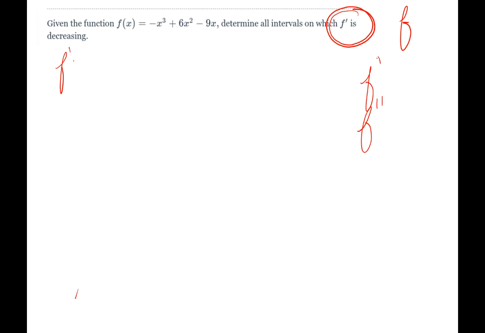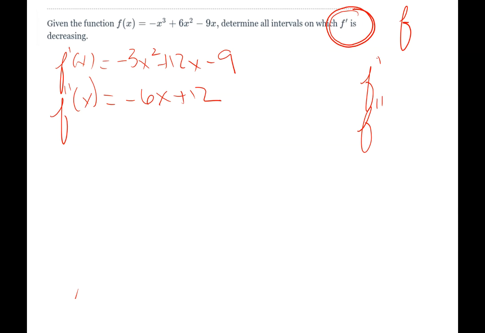So f prime of x equals negative 3x squared plus 12x minus 9. I can still get critical numbers from the second derivative. That's where I actually want to get them from. So I'm going to take the derivative of this, and I've got negative 6x plus 12. To get my critical numbers for the first derivative, I set the second derivative equal to 0. So I've got negative 6x equals negative 12, and x equals 2. So my critical number, the only one I have, is 2 for the second derivative.